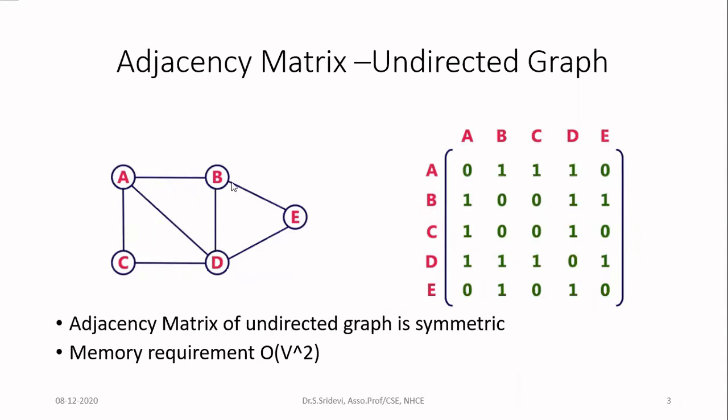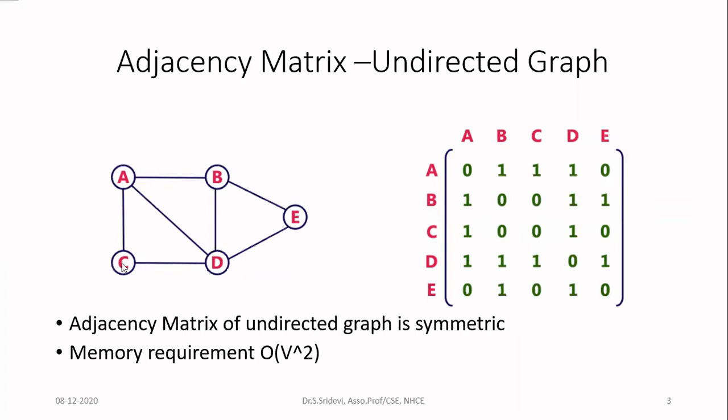So consider the node B. Now it is connected to 3 nodes: A, D, and E. So wherever you have A, D, and E, there you write 1. I am starting with B because I have to consider the row now. I have to write 1 in A, D, as well as E because there are 3 connections with respect to B. Now for B and C, there is no connection from B, so you can write 0.